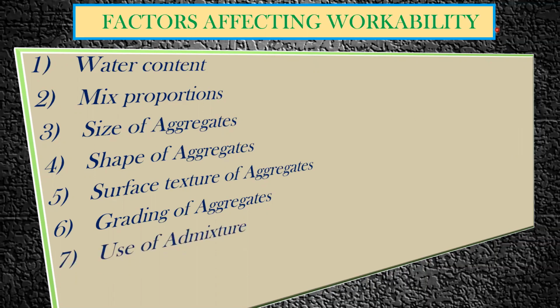Then is the use of admixture. We'll try to see how the admixture is going to change the workability of a concrete. And then last is temperature. Even temperature will change the workability, right? Because if you have very hot temperature, then since the water will get evaporated, the workability may come down. So again, it depends on the temperature also. One by one, we'll try to understand this in a better way.